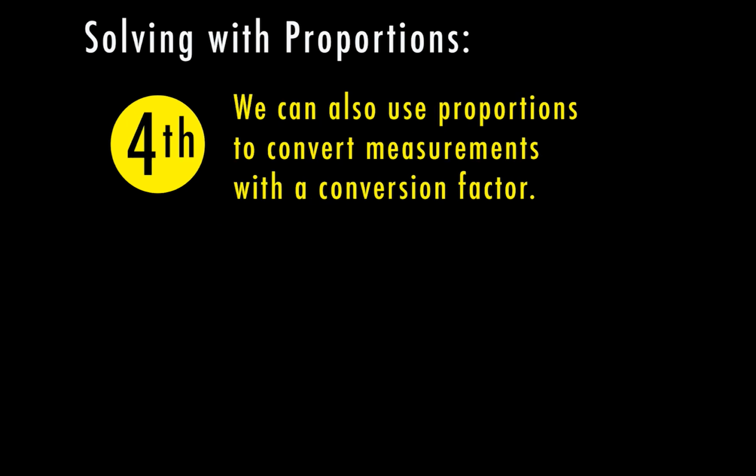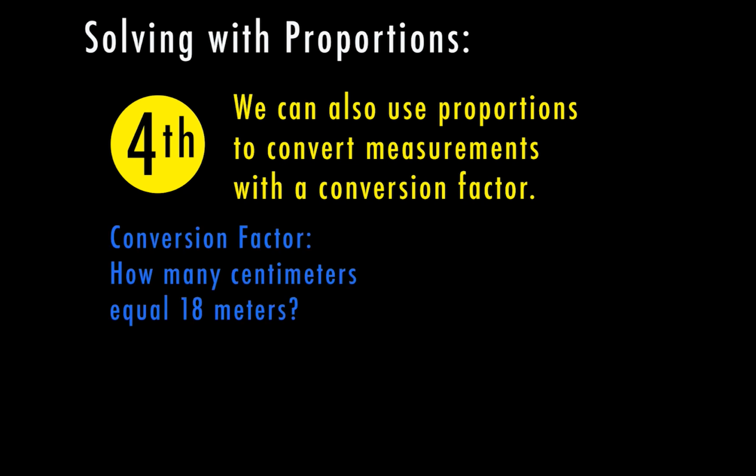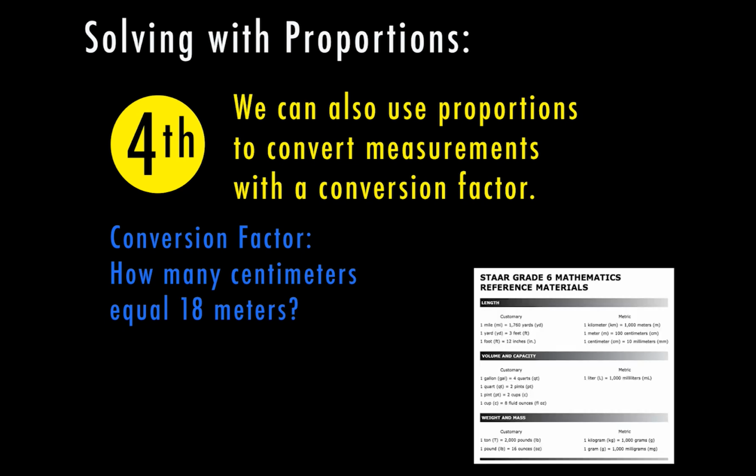Now, when we're talking about proportions, we can also use them to convert measurements with the conversion factor. So when we have a conversion factor, we can use this proportion to figure out how many centimeters are equal to 18 meters. Well, the best way in order to figure that out is to use our star chart here. So on this chart, I can see that 1 meter is equal to 100 centimeters. So I can use that information to set up my proportion.